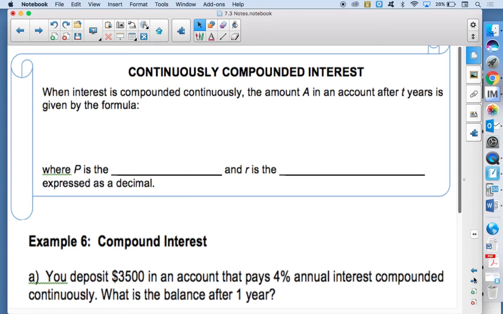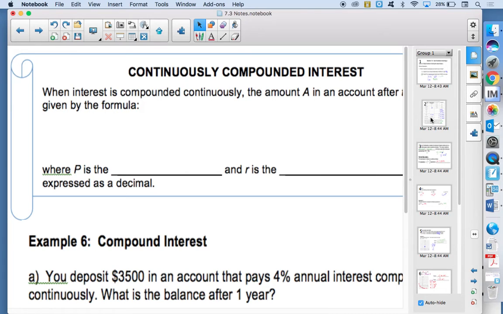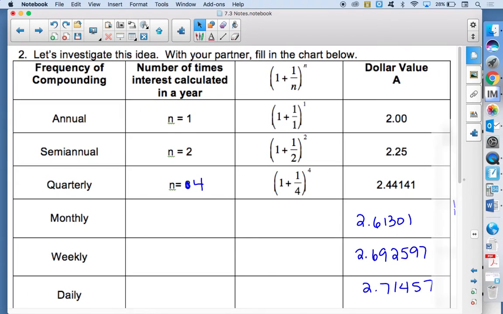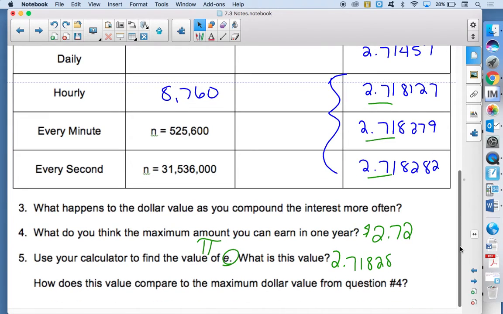All right, so the last thing we're going to look at is tying in the chart that you did yesterday. Here's the chart. This is the chart we did yesterday, where we found that the more times you compounded our dollar, the amount that we invested, eventually the amount you got pretty much stayed the same. There was a maximum amount that we could get for our investment. Because of that, the number e was created.